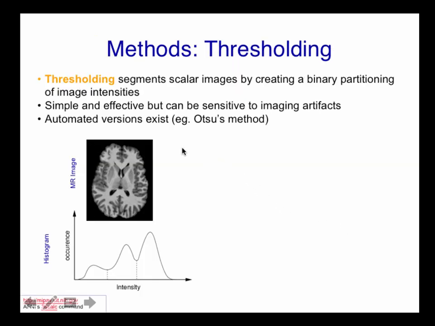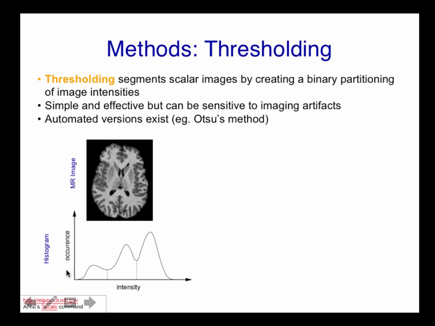So let's start with one of the simplest segmentation approaches that one can apply. This is called thresholding. The idea is that if you have a scalar image, you want to create a binary partition of the image intensities. So again, here's an MRI brain image where I've already removed the skull. A histogram of this image would look like this.